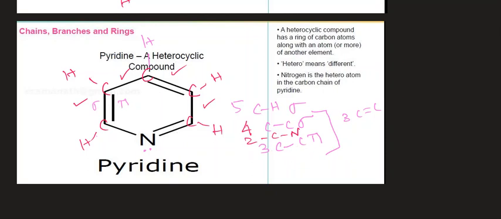There are 2 pi bonds like this and only one CN pi. So you can correct this one also as 2 CC pi bond and 1 CN pi bond. So together they form what? 2 CC double bond and 1 CN double bond. Okay, so correct this one. So pyridine. Okay.